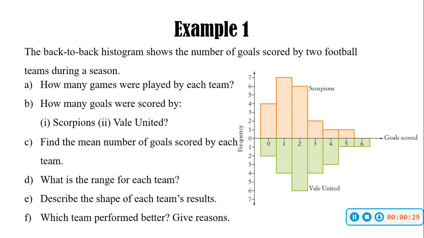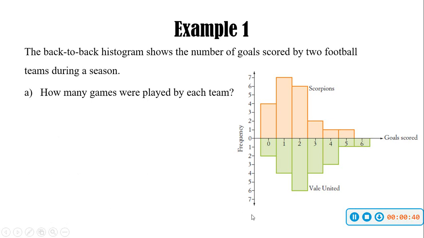Example 1. The back-to-back histogram shows the number of goals scored by two football teams during a season. And then these questions. We'll do these questions one by one. Part A. How many games were played by each team? Now there are two teams, Scorpions and Whale United. If you look at the height of these columns, the horizontal axis shows the number of goals scored, and the vertical axis shows in how many of the games.